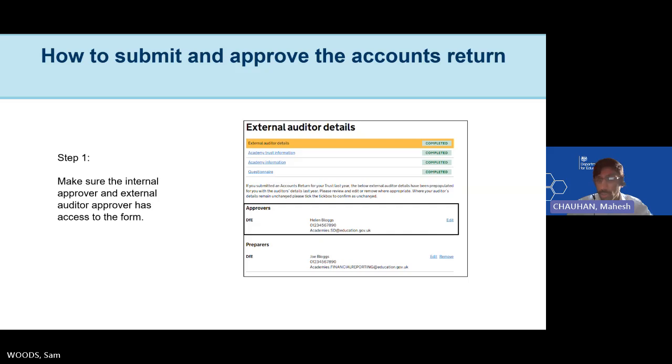The last thing you want to do is reach the submission stage a few hours before the deadline and realise that the accounts return trust approver or the external auditor approver doesn't have the required access, as it means you might not be able to submit your return until this has been sorted out. So please check this at the beginning of the process. That's really helpful. Next slide, please.